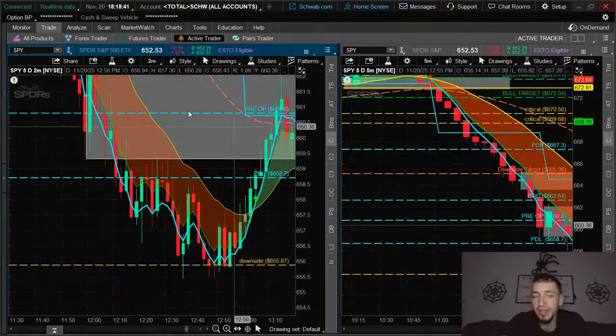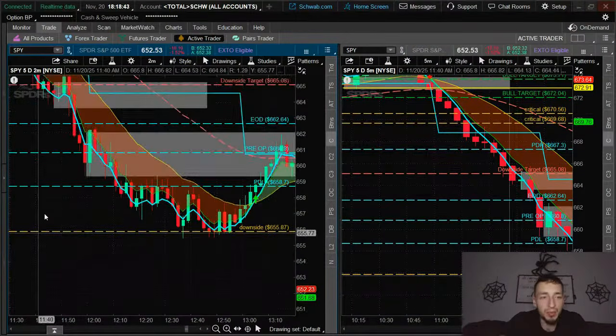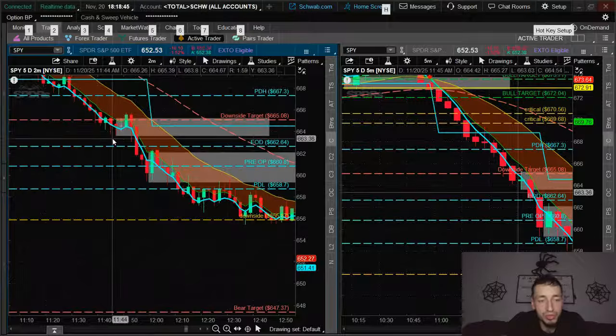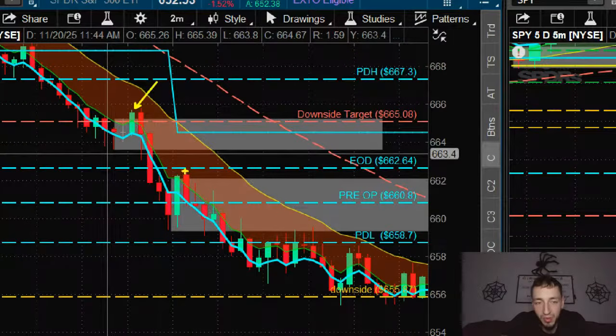Another thing I was able to do today was realize we kept getting close to the 2-minute 20, but we never really touched it. So this helped me multiple times with, once again, identifying the context. We had another one right here too.